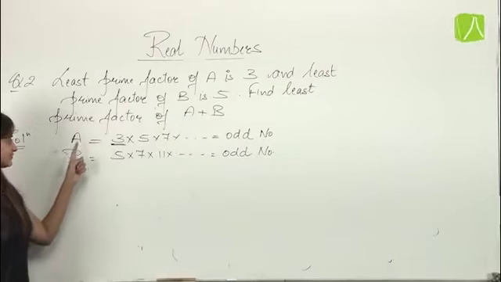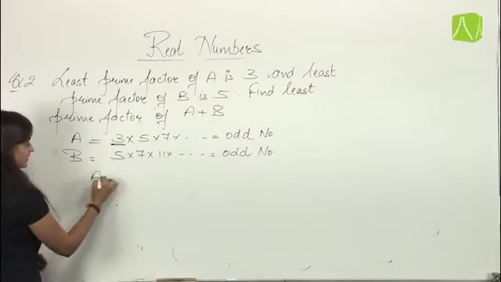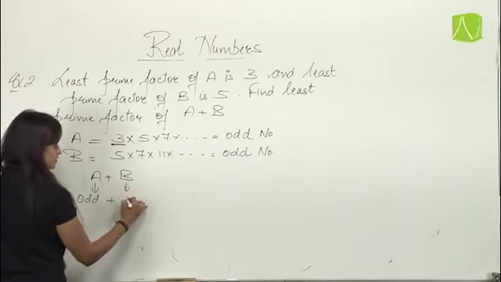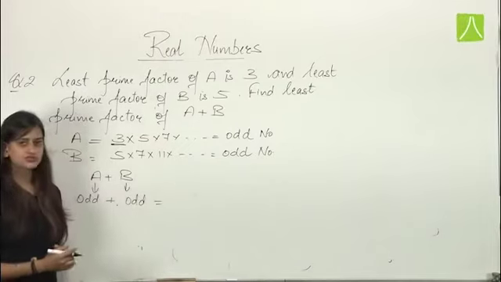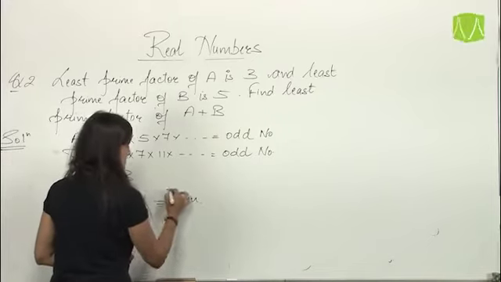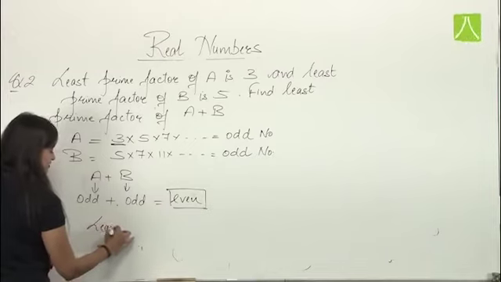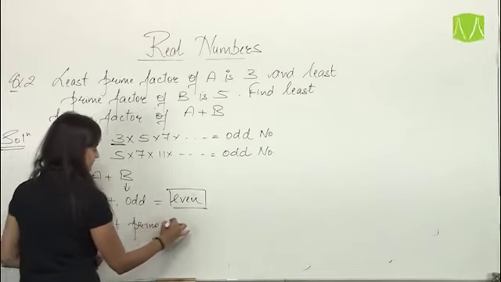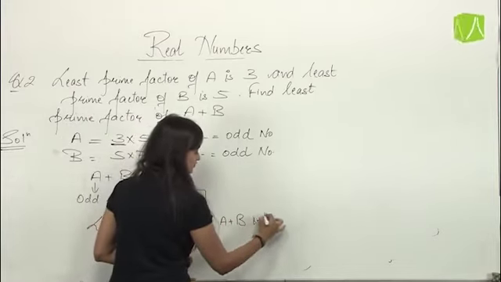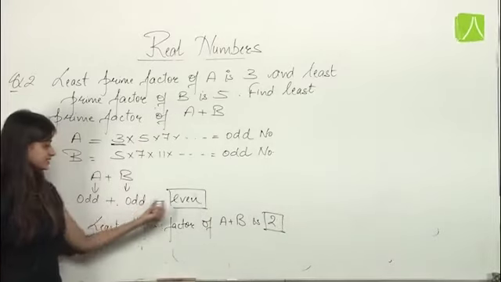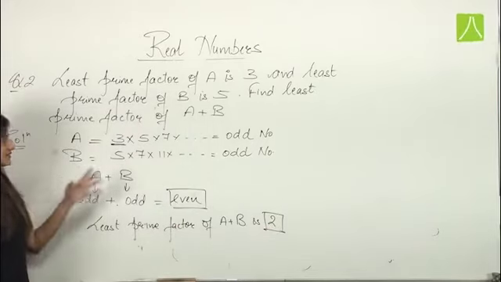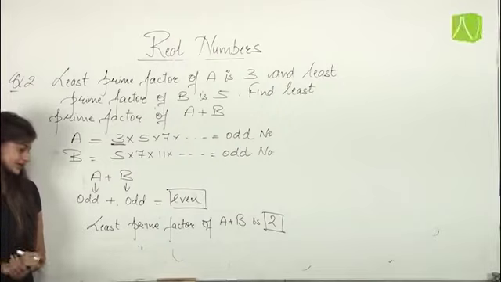We have to find the least prime factor of A plus B. A is an odd number plus B is also an odd number. In the last question also we said odd plus odd gives an even number. Since it is an even number, the least prime factor of A plus B is 2. Why? Since A plus B is an even number, therefore the least prime factor of A plus B is 2. So in this way we can find the least prime factor of A, B and anything.